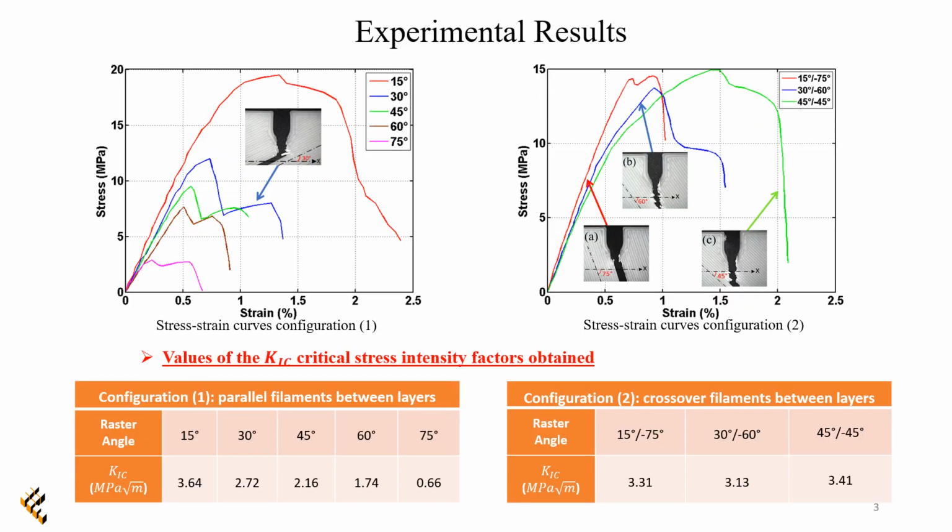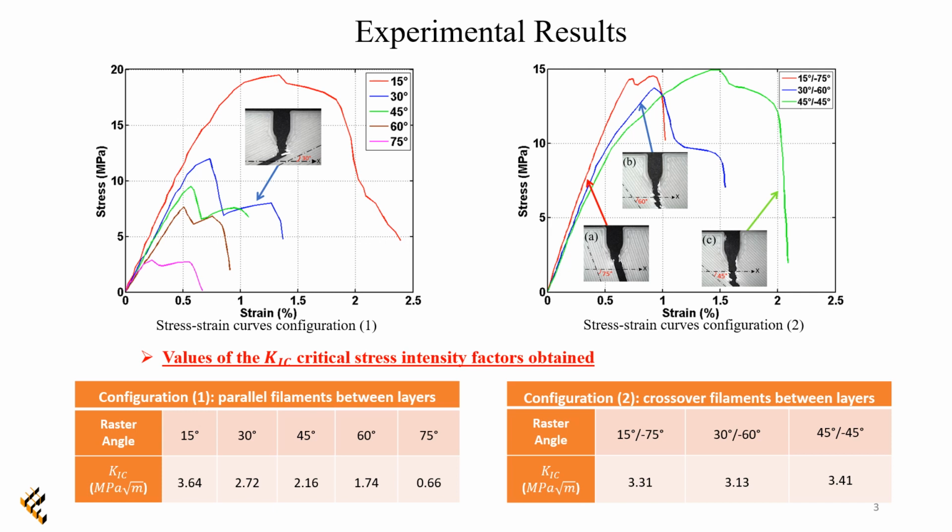We found that the damage mechanism for configuration 1 seems to be affected by the raster angle. Indeed, when the angle created between the filaments and the axis of the applied load is low, the tensile strength is better, with 3.64 megapascal meter root for the critical stress intensity factor. This resistance decreases with the increase of the raster angle.